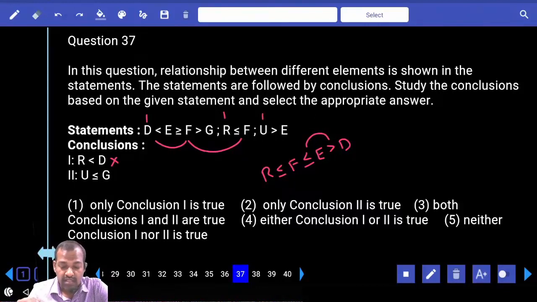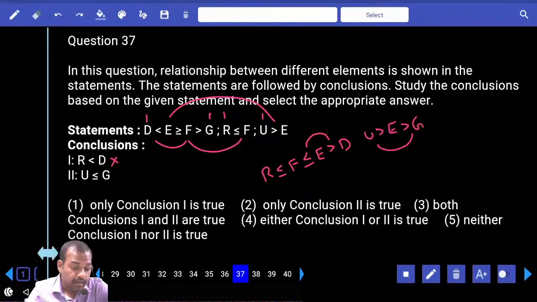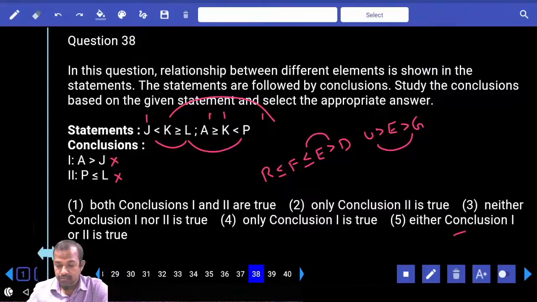Next one, U with G. So U is in the third statement and G is in the first statement. Now tell me, what is the common variable in the first and third statement? E is common, isn't it? That means U greater than E. Next is E greater than G. Now tell me, what is the condition between U and G here? Greater than. But in the conclusion he has given less than or equal to. Now tell me, is this right or wrong here? Wrong. So the option will be neither nor.